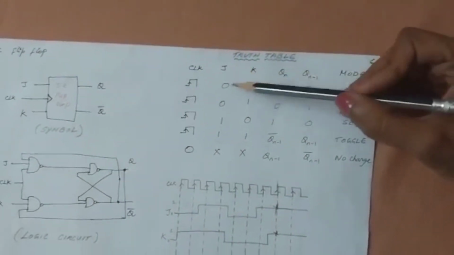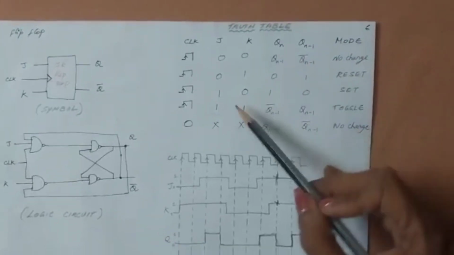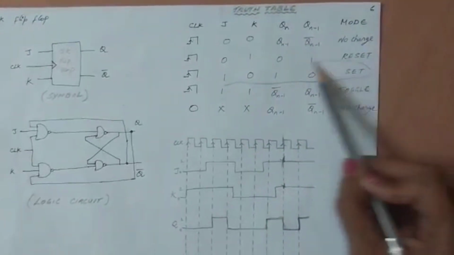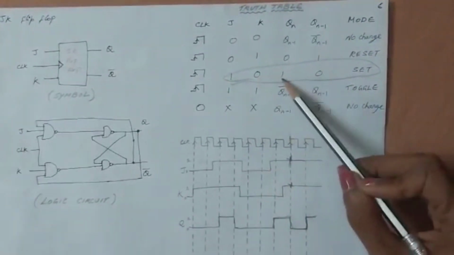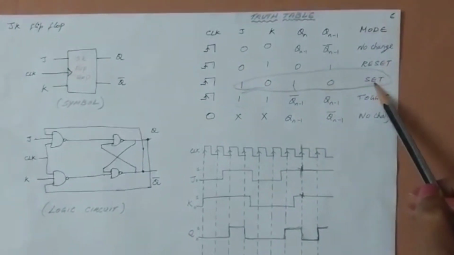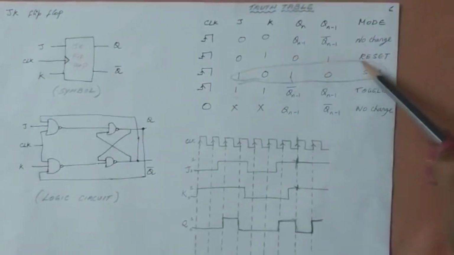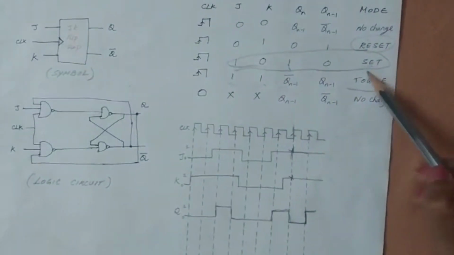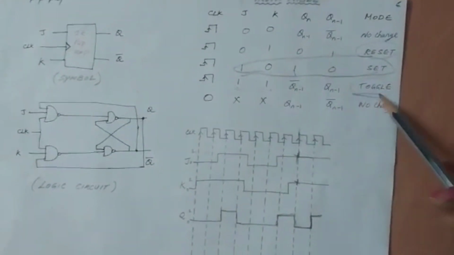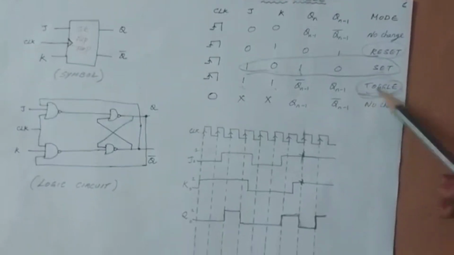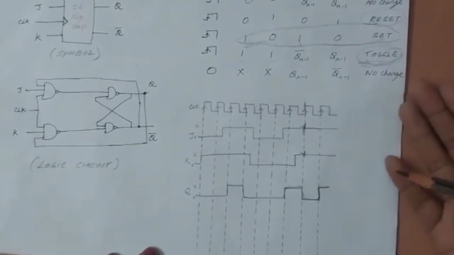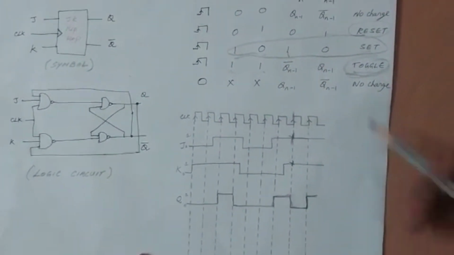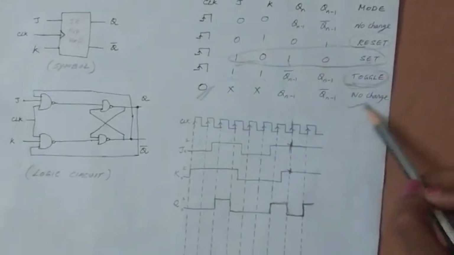Same as the SR flip-flop, for 0 0 there is no change. For 1 0 there is a set position. For 0 1 there is a reset position. And for 1 1 there is a change from the SR flip-flop: here comes the toggle. Toggle means if it is in one state, then it will toggle to 0. If there is no clock, then no change.